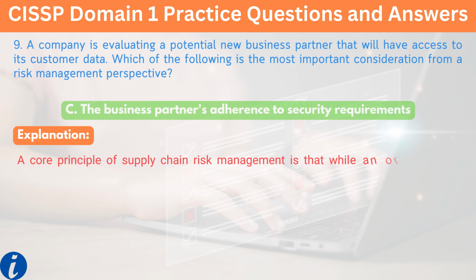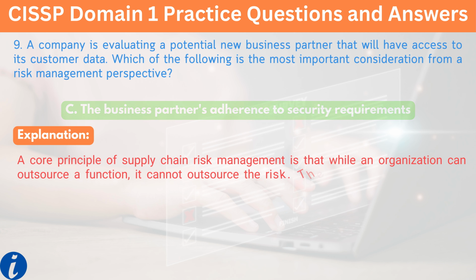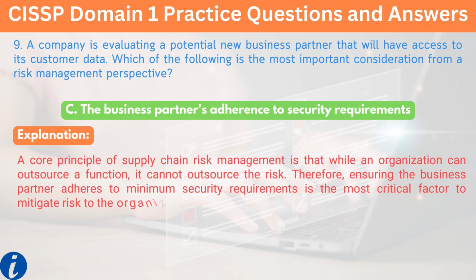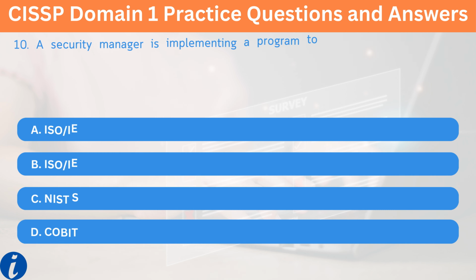The business partner's adherence to security requirements. Explanation. A core principle of supply chain risk management is that while an organization can outsource a function, it cannot outsource the risk. Therefore, ensuring the business partner adheres to minimum security requirements is the most critical factor to mitigate risk to the organization's data.